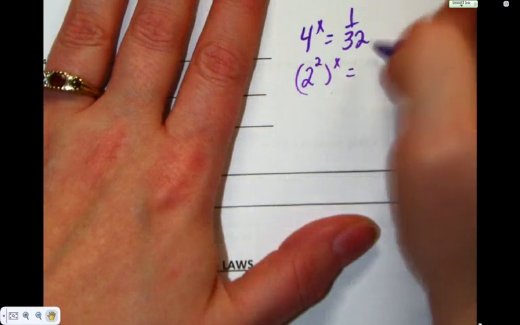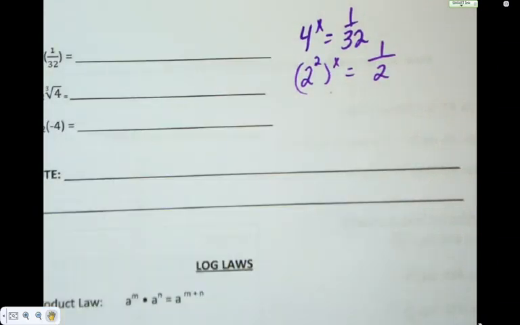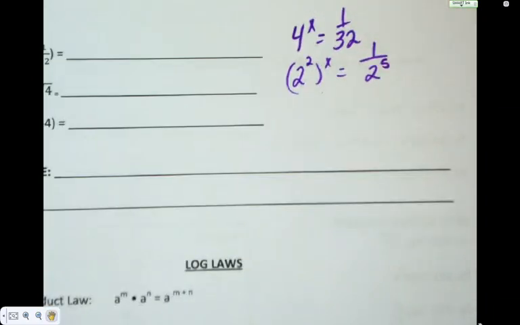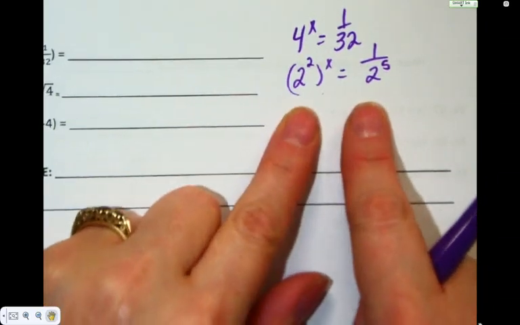And I can change 32 into 2 to the 2 times 2, 4 times 2 times 2 times 2. So that was step 1 yesterday, convert to common base. What was step 2?